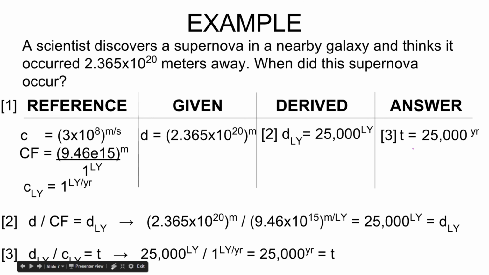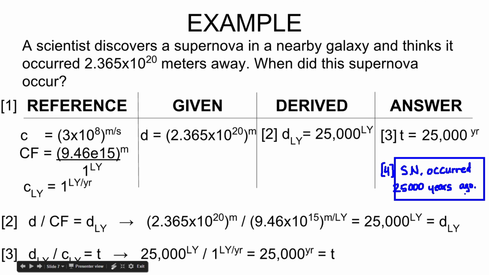If the answer is presented well this way, I like to put a box around my answer like this to draw my eyes to it. If not, I can always write another train of thought, maybe 4, saying something like supernova occurred 25,000 years ago. And I put a box around it to draw my attention to this fact, that it is my answer, and I'm done.